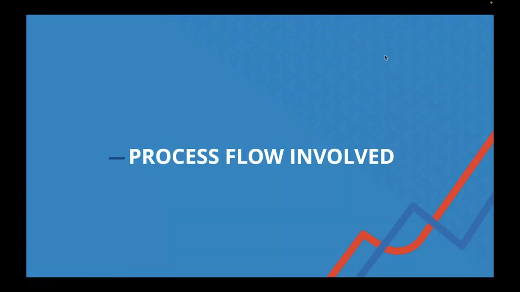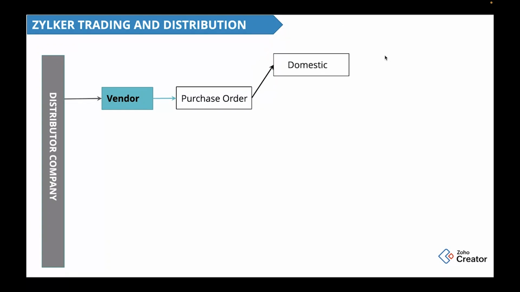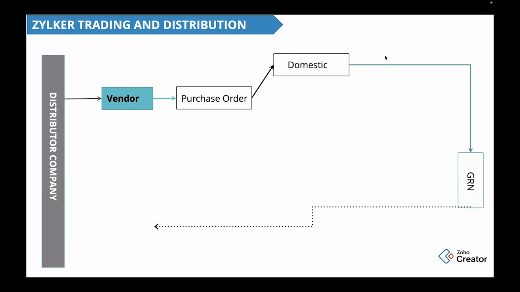Now let's see what process flows are involved in this application. So we have the distribution company over here, which is connected to the vendor, and once we raise a purchase order, the vendor goes through the purchase order. He accepts the purchase order. If it is a domestic purchase order that is being raised, if we want to get goods inside the country, we select the domestic purchase order, and after that the GRN number is raised and the GRN bill is raised. And once the GRN bill is fulfilled, the stock is moved inwards into the inventory.